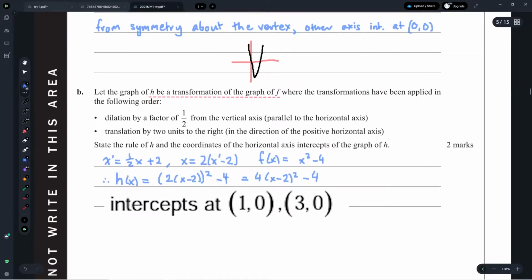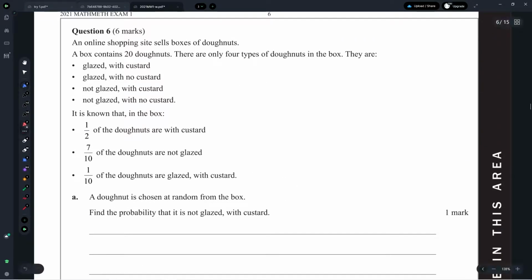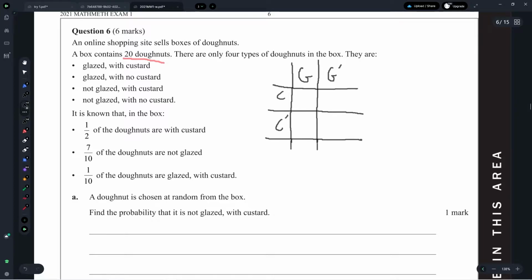Also, I forgot to put the intercepts in. The intercepts use the same symmetry properties as the previous question, and you know that the dilation factor was 4.